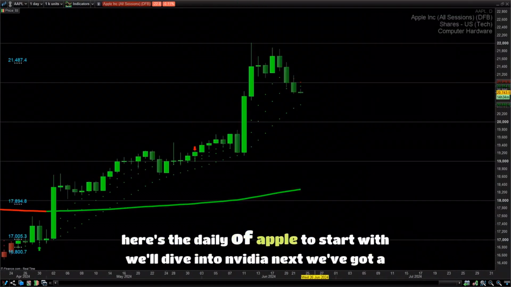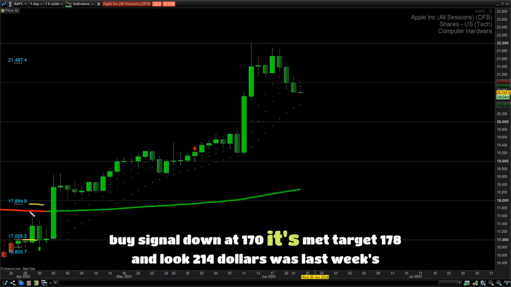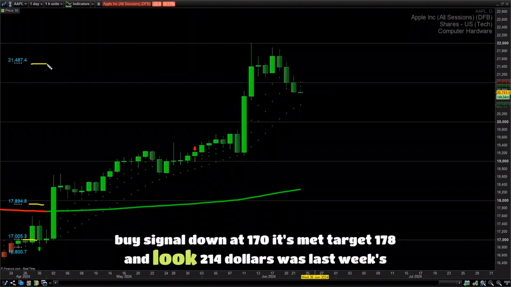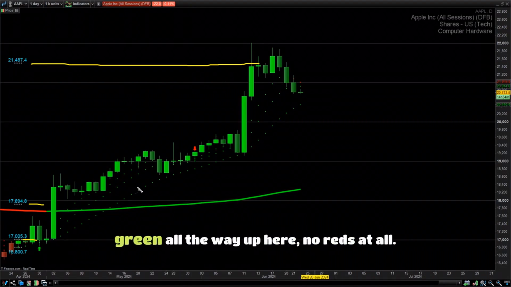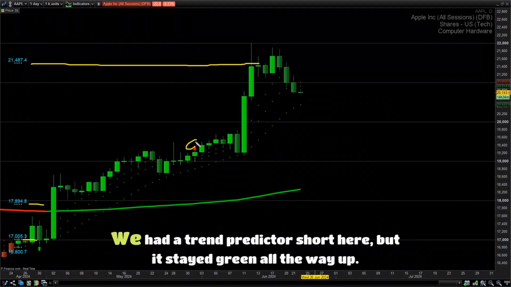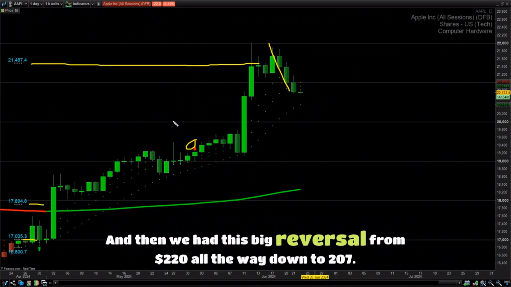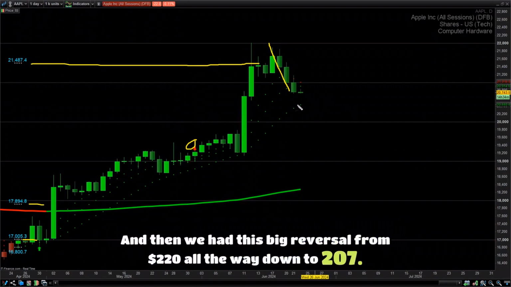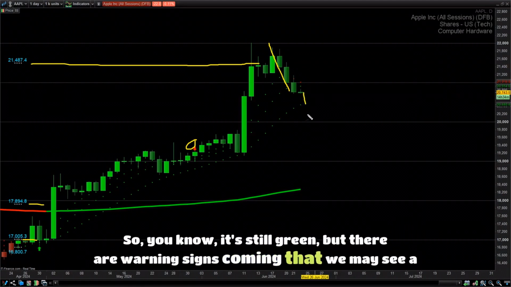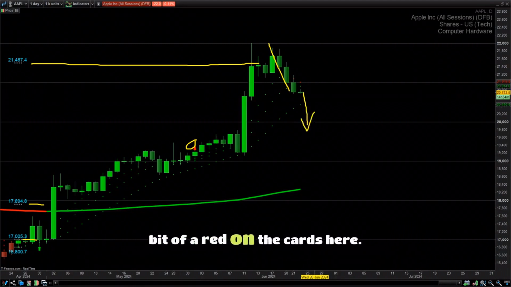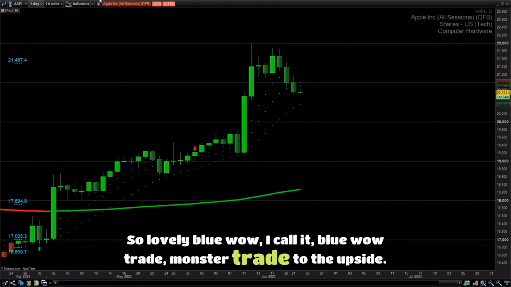Here's the daily of Apple to start with. We'll dive into NVIDIA next. We've got a buy signal down at 170. It's met target 178. And look, $214 was last week's profit target made, guys. Green all the way up here. No reds at all. We had a trend predictor short here, but it stayed green all the way up. And then we had this big reversal from $220 all the way down to 207. So, you know, it's still green, but there are warning signs coming that we may see a bit of red on the cards here. So lovely blue whale, I call it, blue whale trade, monster trade to the upside.